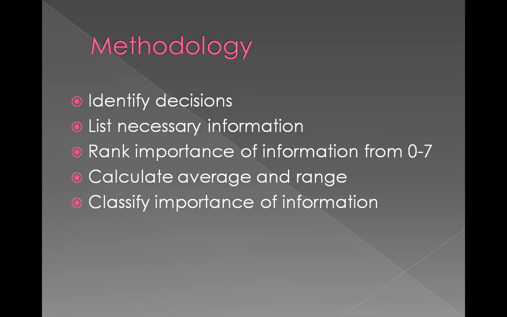In order to assess the information necessary for Matthew to make future decisions, we will follow a new recommended methodology. First, we will identify the decisions to be made. Next, we will list the information necessary to make these decisions. Third, the decision maker and an expert will rank the factors' importance on a scale from 0 to 7. Then, the average and range will be calculated and used to classify the importance of the information.